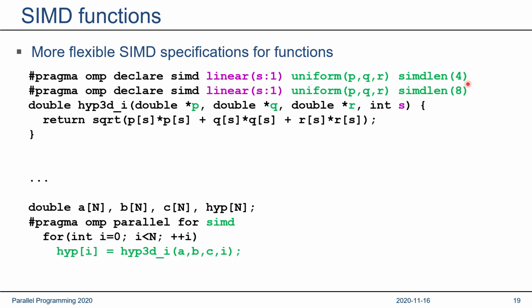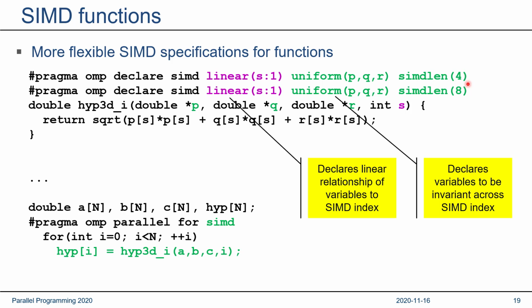There's another detail here that shows how we can produce more than one version of a function by using the SIMDlen clause. I'm using just a duplicate of this declare SIMD directive with SIMDlen 4 and SIMDlen 8 respectively. This means the compiler is instructed to produce two versions of the function, one for length 4, one for length 8. So if in any part of the program the compiler chooses a SIMD length of 4 and somebody wants to call this function, there's an appropriate version of this function.